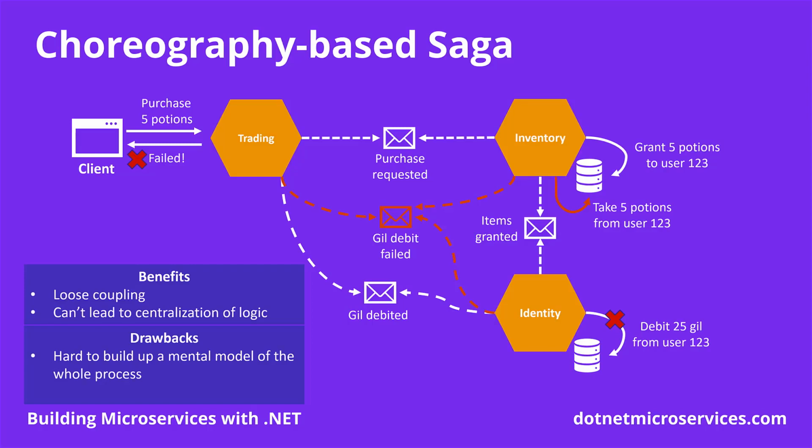Also, it's unclear what is the current state of the saga. Have the items been granted? Has a yield been debited? Has something failed along the way? You would need to either ask each individual service or build some other view out of the published events to tell the current state. Let's now see how this compares with an orchestration-based saga.